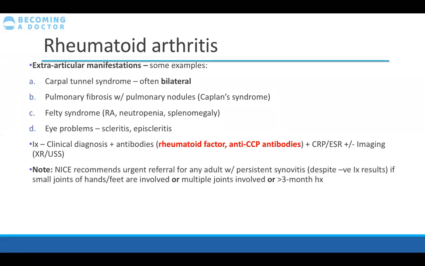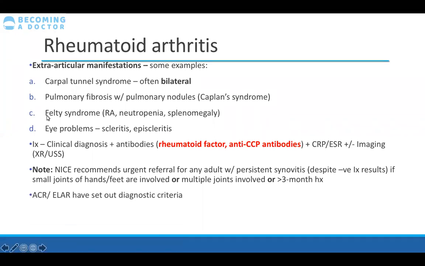So NICE recommends you refer any adult urgently if they've had persistent synovitis, despite negative investigation results, if it involves the small joints of their hands or feet, or it involves multiple joints, or they've had a history of more than 3 months. And that's because if it's something as severe as rheumatoid arthritis, you want to prevent it to a stage where you can actually visibly see deformities either of the hands or any other parts of the body, and you want to start treatment urgently if possible.